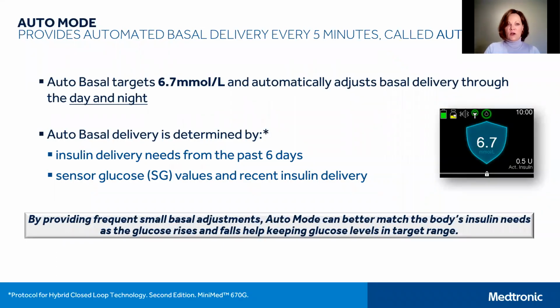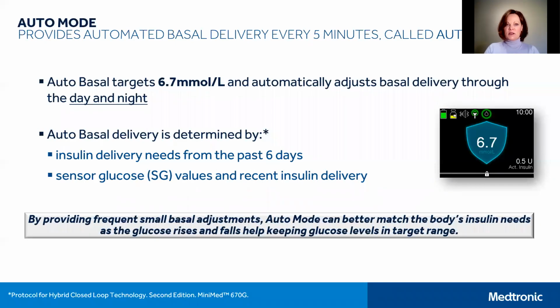Auto mode provides automated basal insulin delivery every 5 minutes, which is known as auto basal. Auto basal targets 6.7 millimoles day and night, with 3.9 to 10 millimoles as the target range, which I will talk about a bit more in the next slide. This range is shown as the green band on the pump graph screen if you select your graph button on the face of your 670G pump.